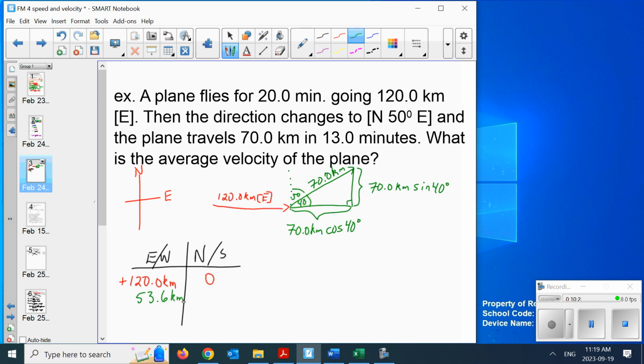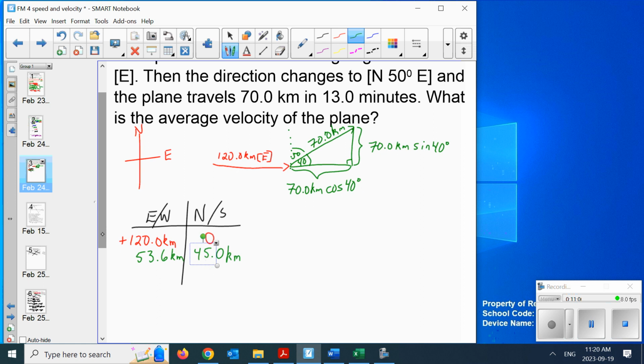70 kilometers times sine 40 gives 44.995. Well, that's the north-south. The 70 times sine of 40? 44.995. So if you round it to a tenth position, the nines were going down. Right?